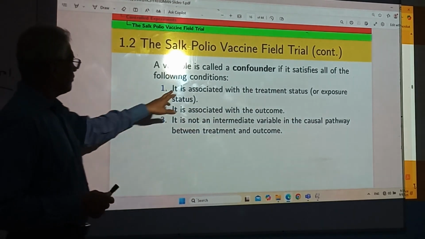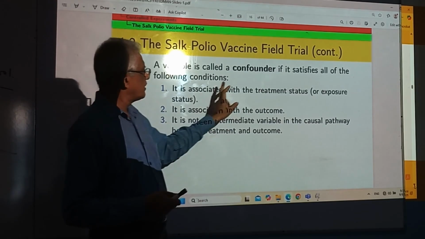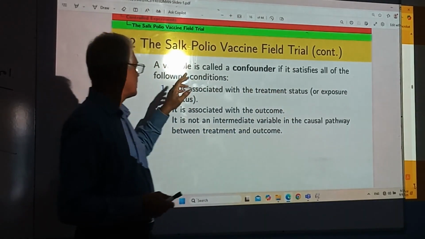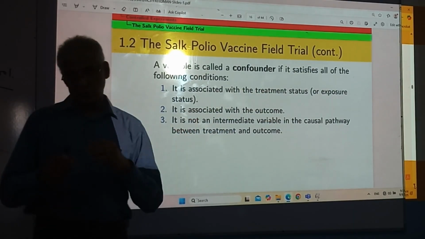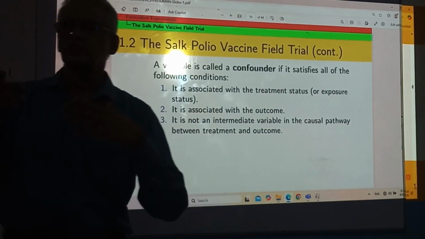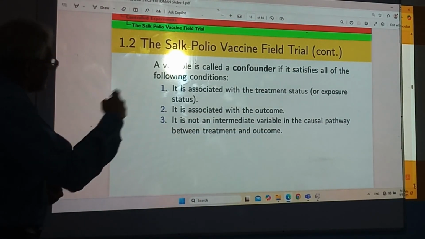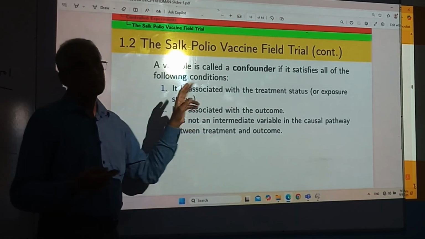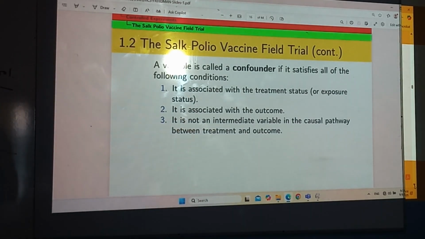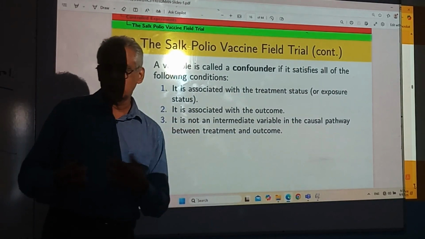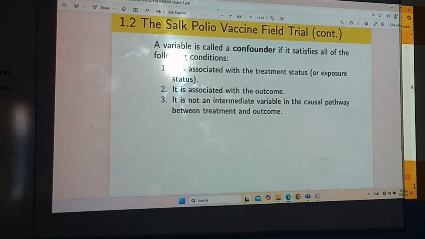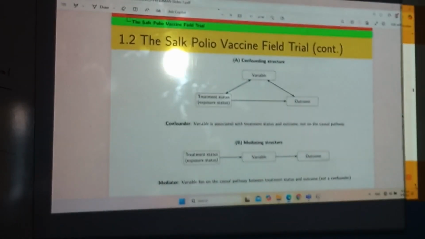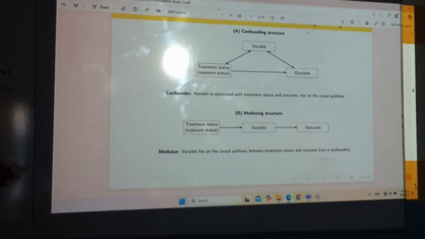That variable should be associated with the treatment status; that is one requirement. It must be associated with the outcome also. So it must be associated with both variables. In addition to that, it should not be something called an intermediate variable. If it is an intermediate variable, then we don't call it a confounding variable. The difference between these two can be shown using a graph or a diagram like this.